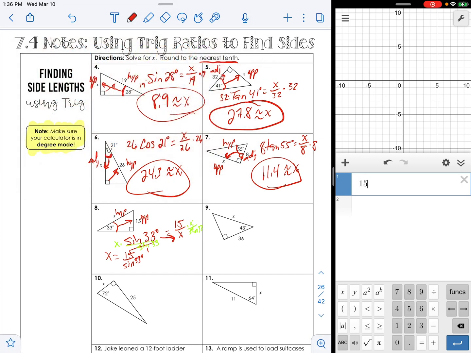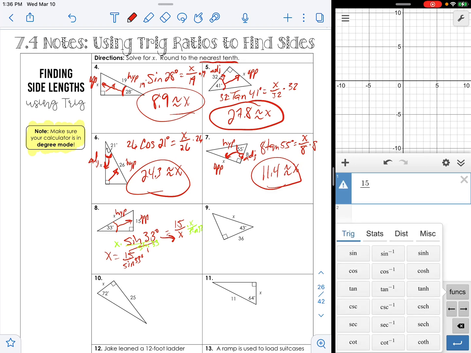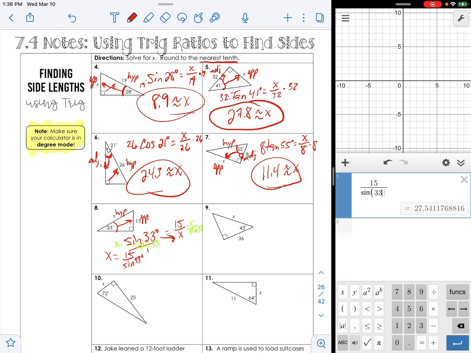So let's do it. 15 divided by the sine of 33 degrees gives us 27.5. So x is about 27.5 degrees.